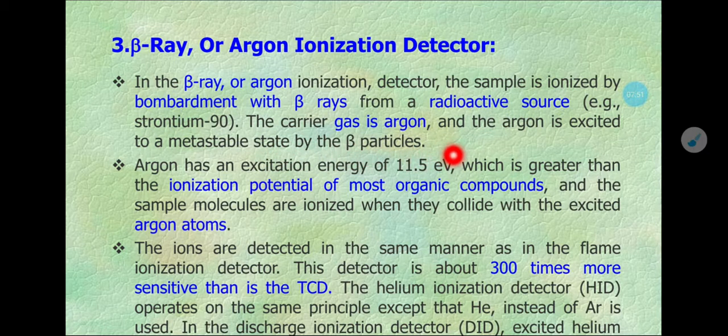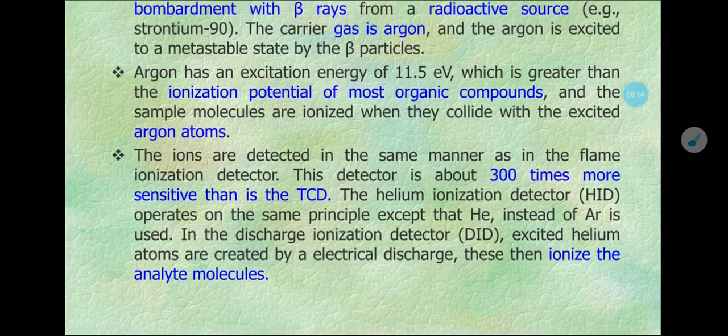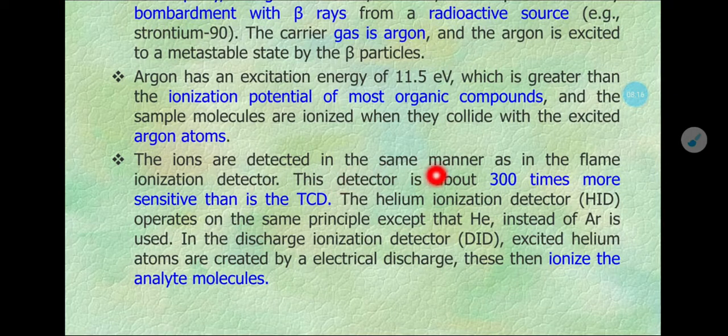The carrier gas is argon, and the argon is excited to a metastable state by beta radiation or beta particles. This excited argon gas has an energy of 11.5 electron volts, which is greater than the ionization potential of most organic compounds, and hence molecules are easily ionized when they collide with the excited argon atoms. The ions are detected in the same manner as in a flame ionization detector.